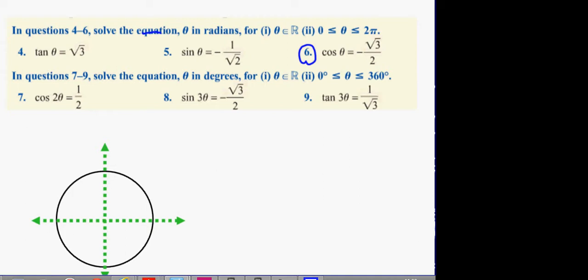Now guys, starting off, cos is negative. Which two quadrants are we talking about when cos is negative? In the first one everything is positive. In the second one only sine is positive. In the third one only tan is positive. And in the fourth one only cos is positive. Which two are we using for this question?